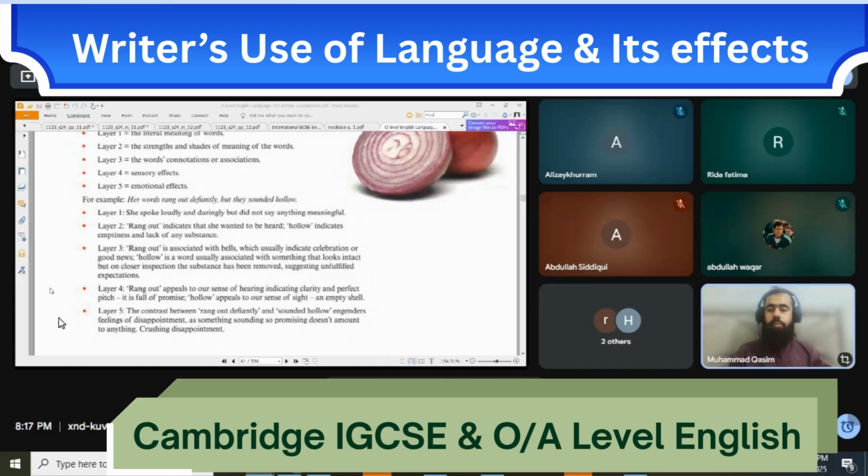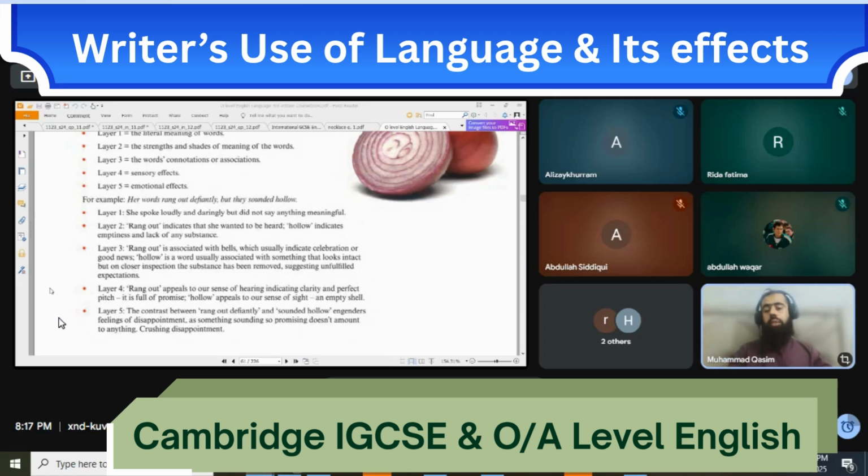So layer four: rang out appeals to our sense of hearing, indicating clarity and perfect pitch. It is full of promise. Hollow appeals to our sense of sight, an empty shell, like something that has nothing inside. So the word hollow appeals to our sense of sight, and the word rang out appeals to our sense of hearing.